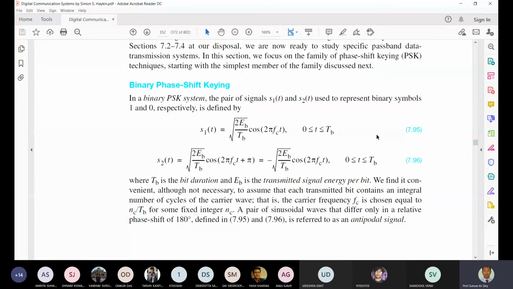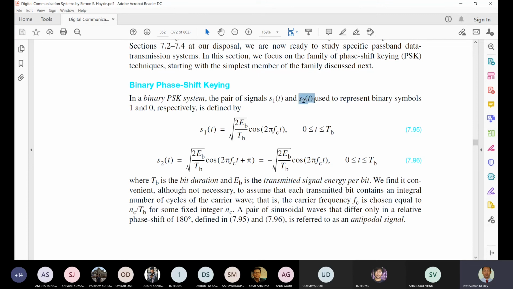In binary phase shifting, there are two signals we are using, one for 0 and one for 1. The pair of signals S1(t) and S2(t) is used for representing the binary symbols 1 and 0 respectively. So in binary there are two signals.